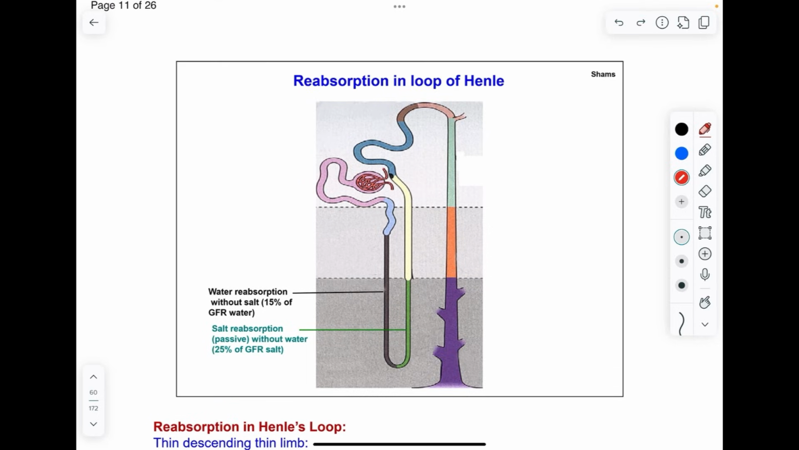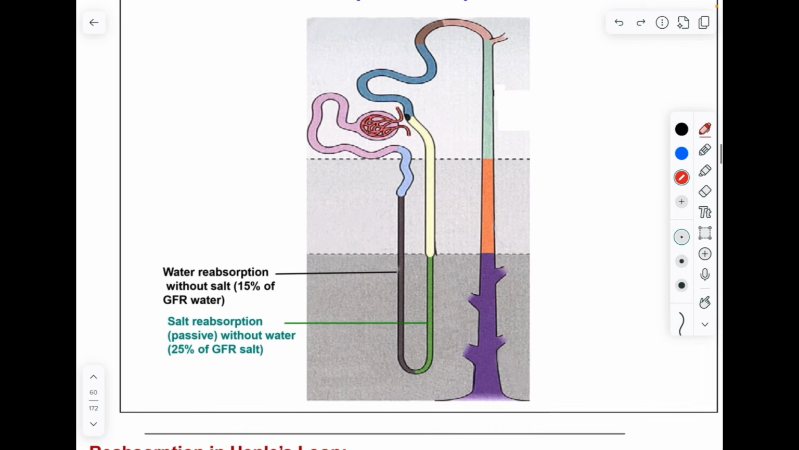Okay, now the thin limb of Henle. What's happening here? Well, as we said, if you remember from the first and second lecture, until here, we are only permeable to water without salt. In the thin limb of Henle, it's without salt. So what do we have here? 15% of water will be reabsorbed in this descending thin limb of Henle.